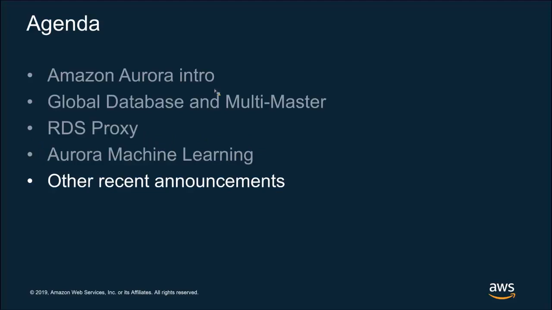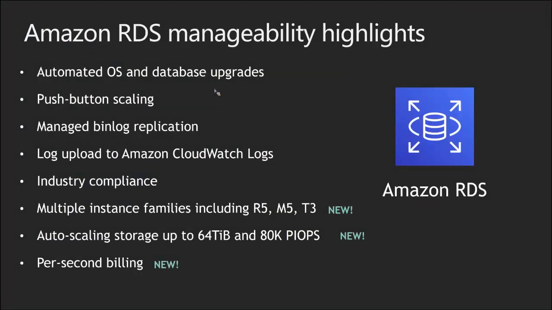And with that, let's just do a quick recap of a few other recent announcements on Aurora in case you missed them. So these are some of the things that we've always had. So we talked about automated updates. It's a managed service, so you get automatic patching of the operating system and the database itself, and very easy scaling, replication, and log management in Amazon CloudWatch.